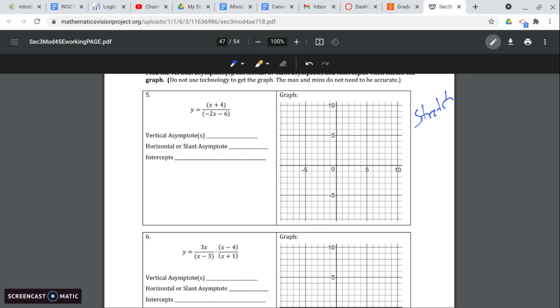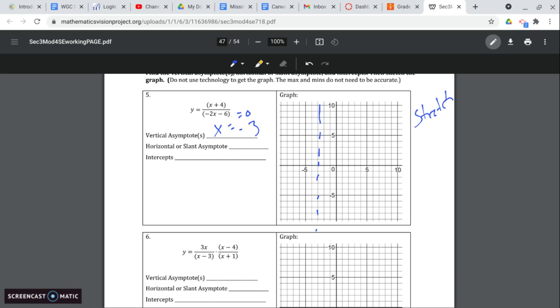All right, so for this first one, our vertical asymptote, remember we use the denominator for that. So set the denominator equal to 0. We'd have negative 2x equals 6. Divide by negative 2, so x equals negative 3 is our vertical asymptote. So I'm going to draw a dashed line to represent that asymptote there.